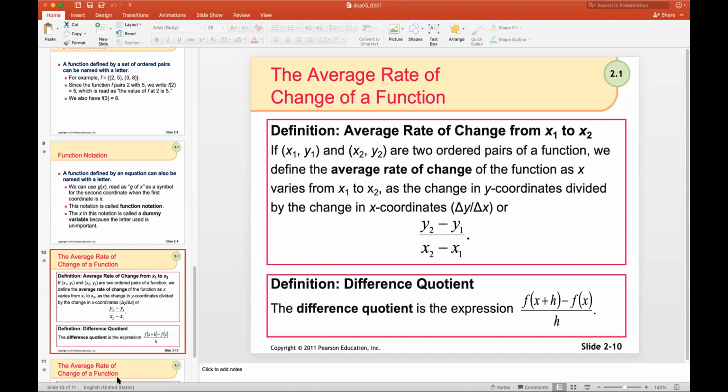Give me a second. Somebody just joined the meeting. Okay, so now the change y change, if 2 points are given, then we can figure out the change y or change in x, which is y2 minus y1 over x2 minus x1, right?